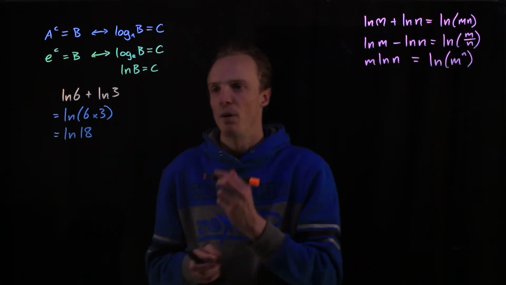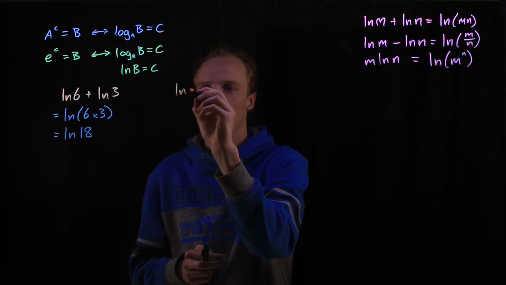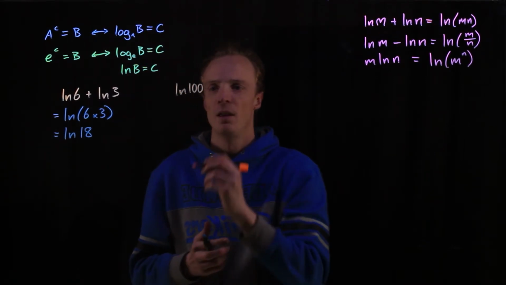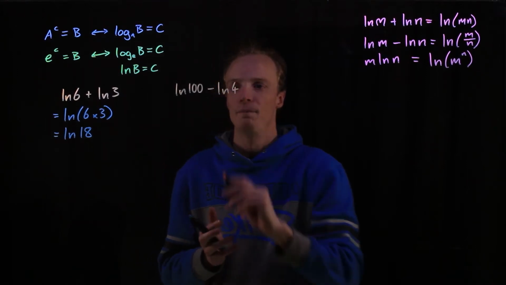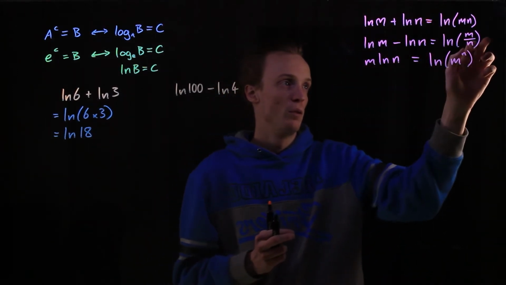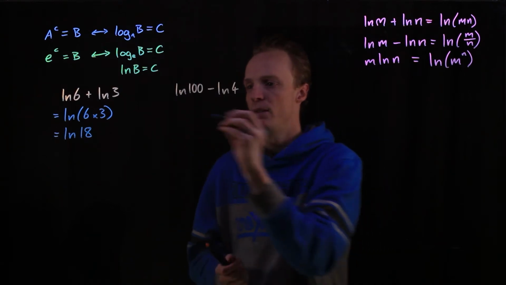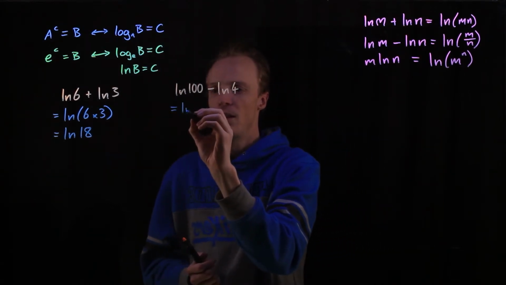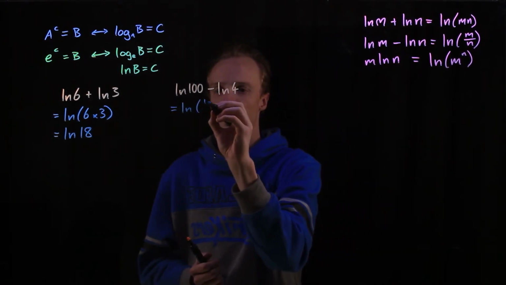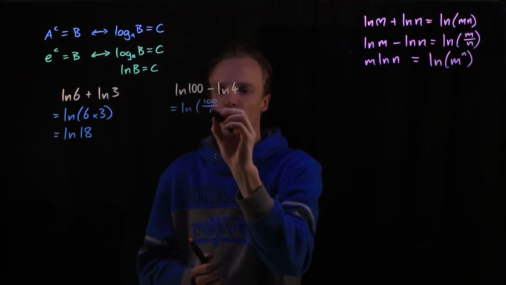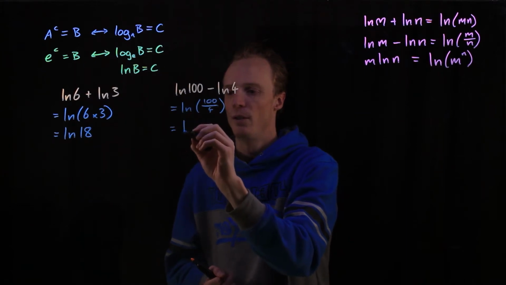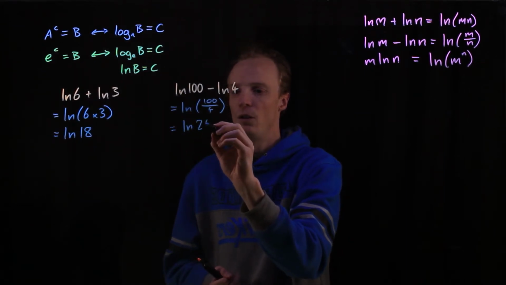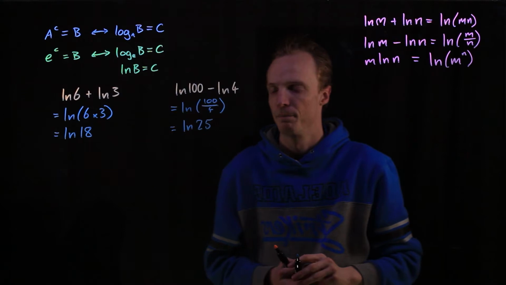So let's have a look at another one. Let's say I've got the natural logarithm of 100 and I subtract the natural logarithm of 4. Well, using this second log law, we can rewrite this to say this is equal to the natural log of 100 divided by 4. Of course, 100 divided by 4 is 25, so this simplifies to the natural log of 25.